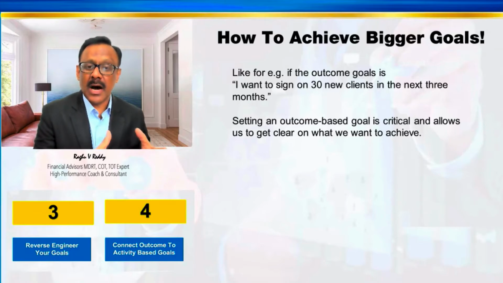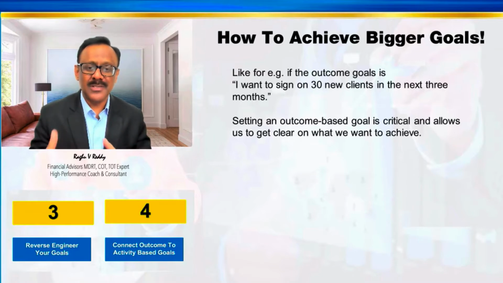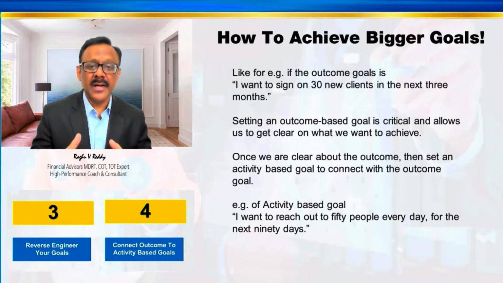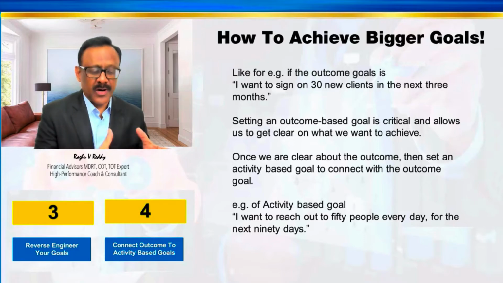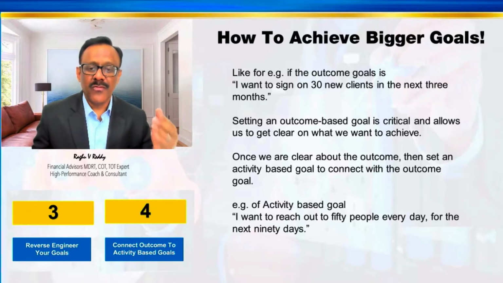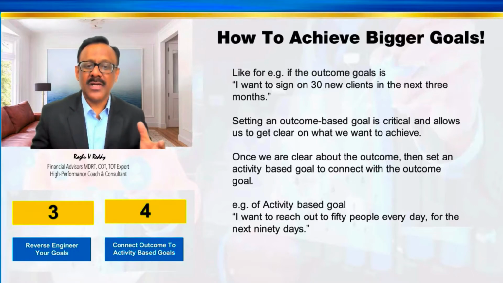Now setting an outcome-based goal is critical and allows us to get clear on what we want to achieve. So once we are clear about the outcome, then we set an activity-based goal to connect with the outcome goal. Like for example, the activity-based goal could be, I want to reach out to 50 people every day for the next 90 days. Now that is an activity-based goal. So it's very critical and important to have an activity-based goal to connect to our outcome goals.